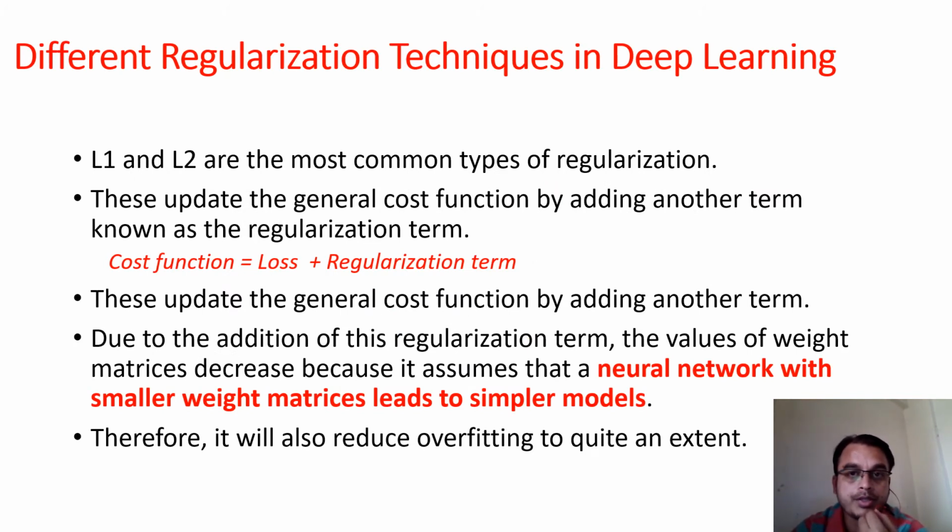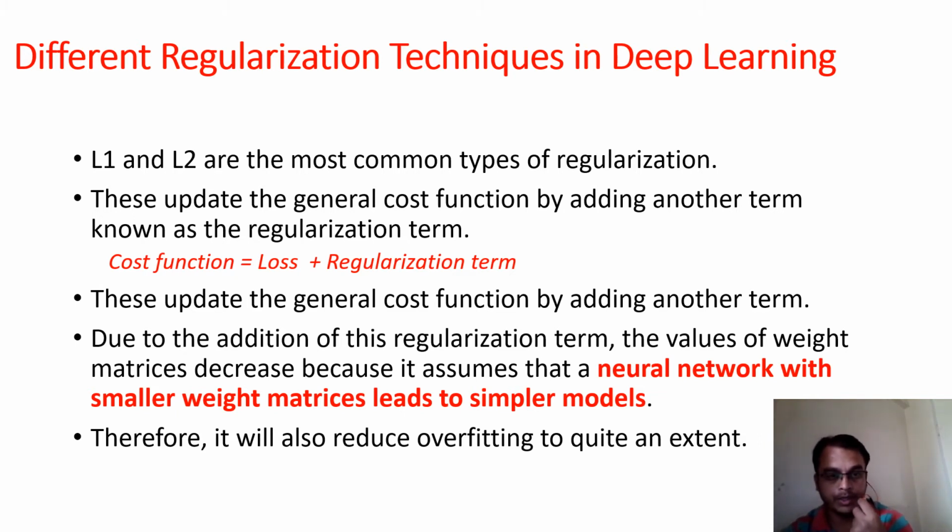Next, different regularization techniques in deep learning. There are two different methods: first is L1 and second is L2. So L1 regularization mechanism and L2 mechanism. How do we use them? You have to adjust the cost function in such a way that cost function is equal to loss plus regularization term.